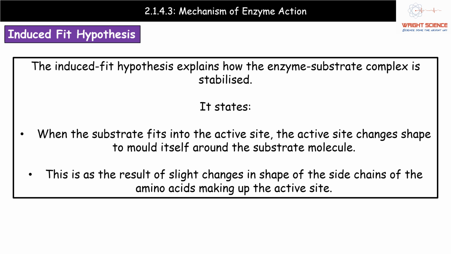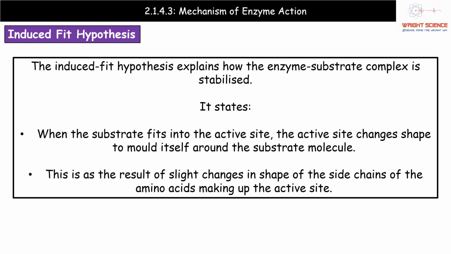And the reason that this is going to occur is because we're going to get very slight changes in the shape of the side chains of those amino acids that make up the active site. So realistically, what we've got in our enzyme is obviously a polypeptide. The polypeptide is going to be made of all those amino acids joined together. Each amino acid has its own little side chain, that R group.